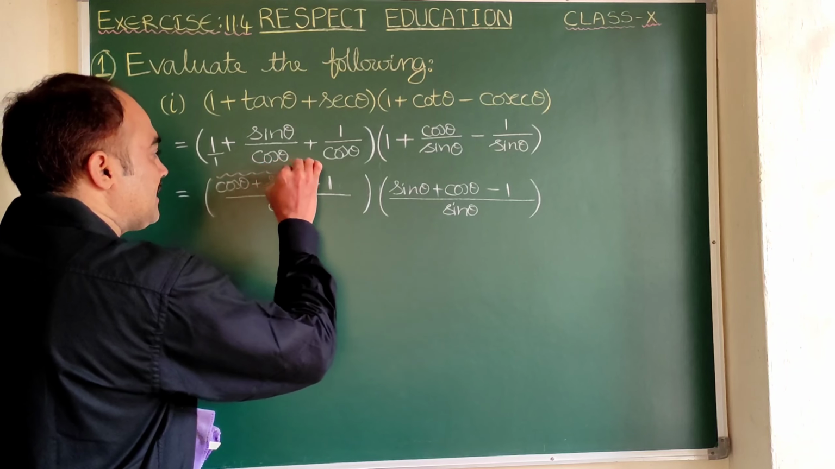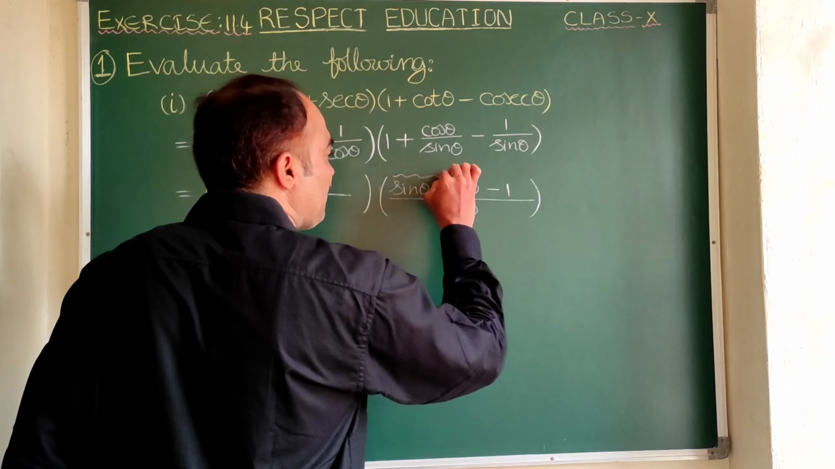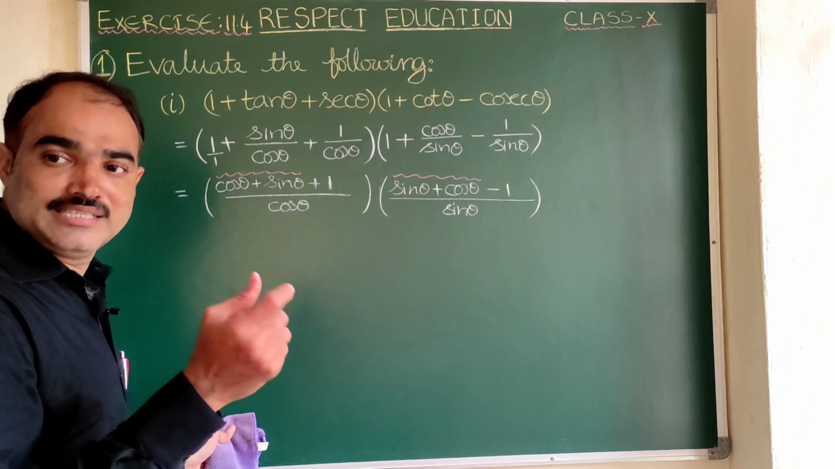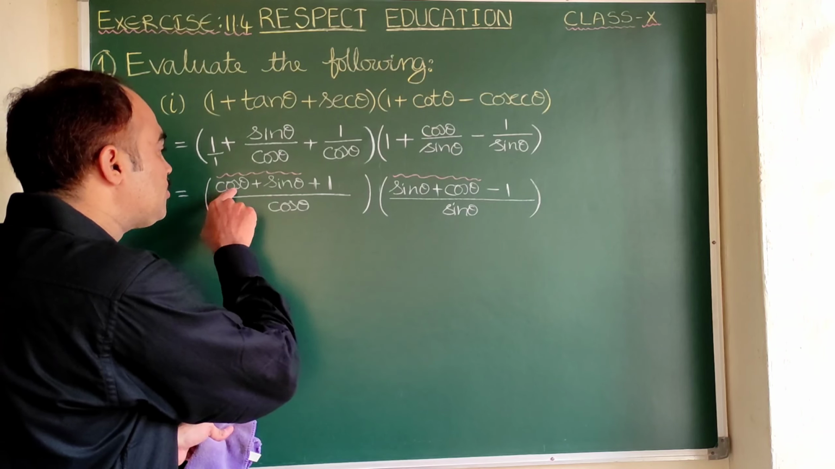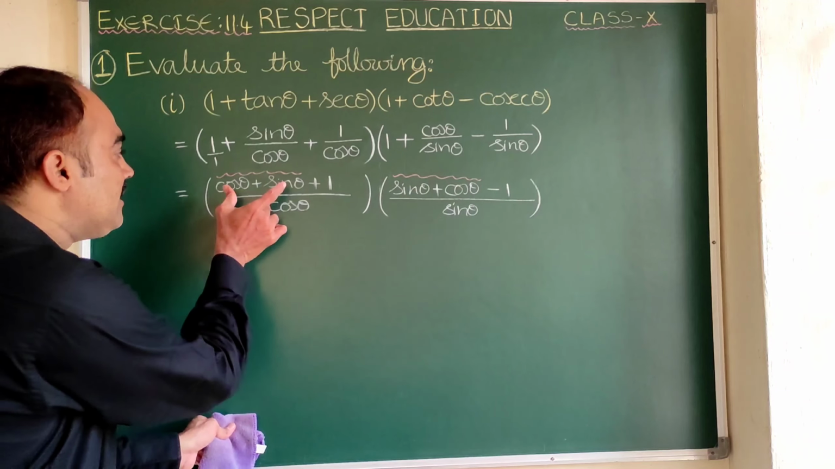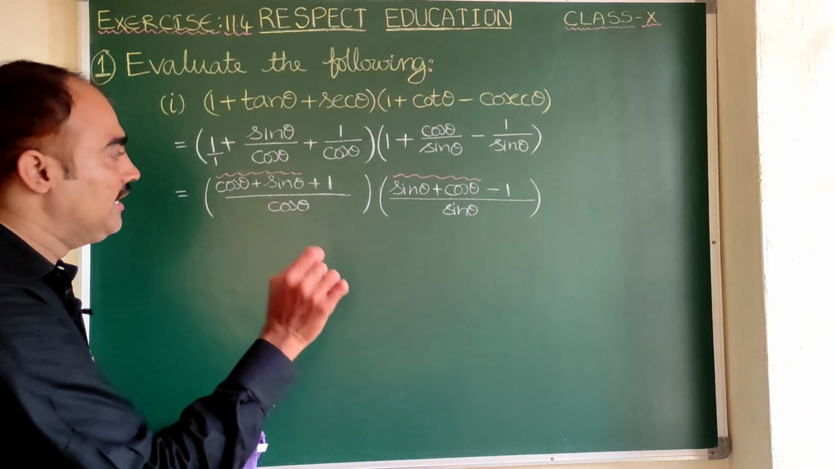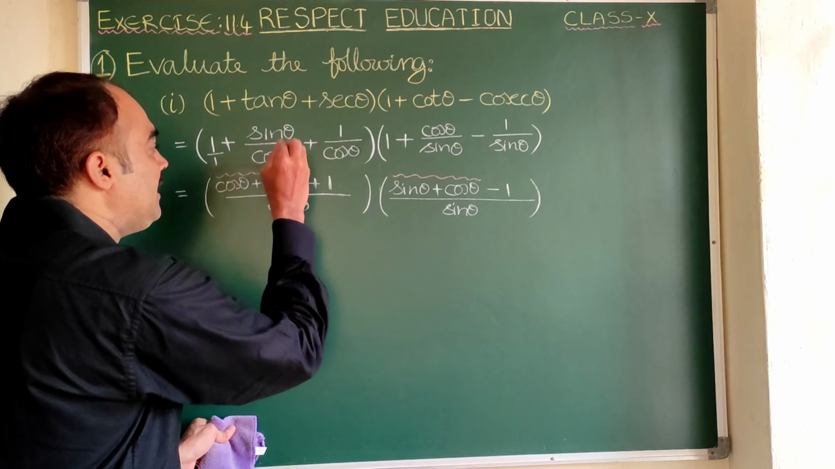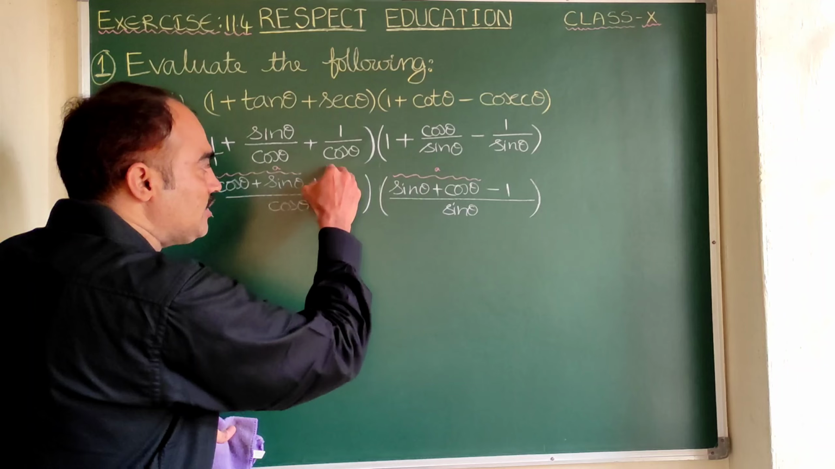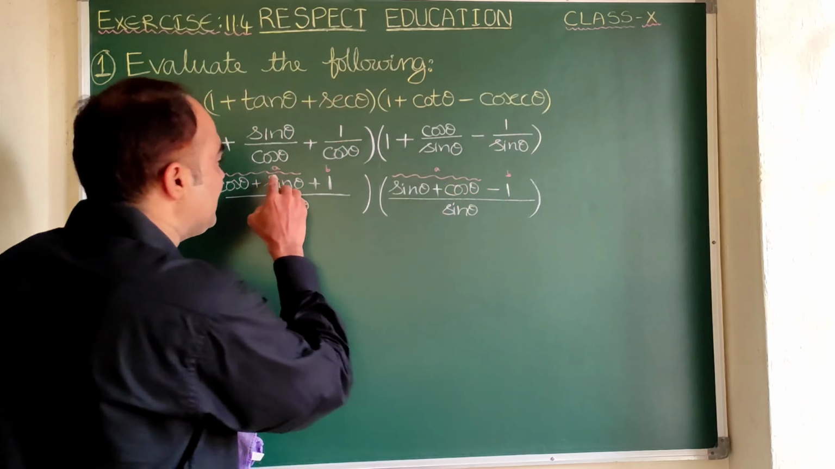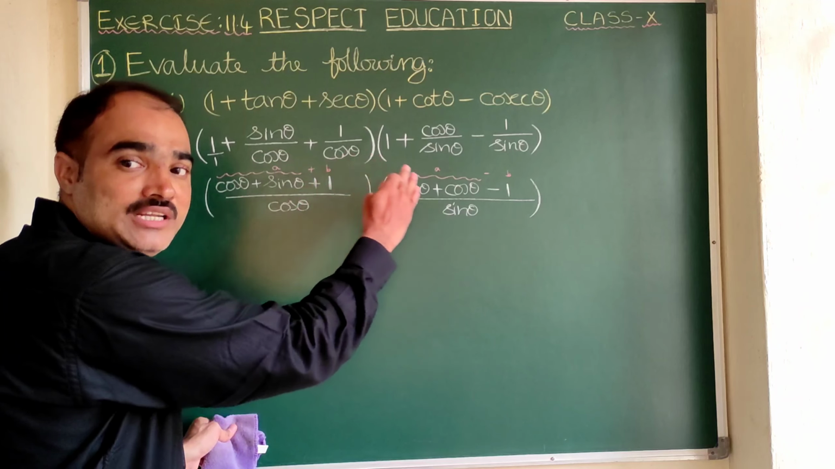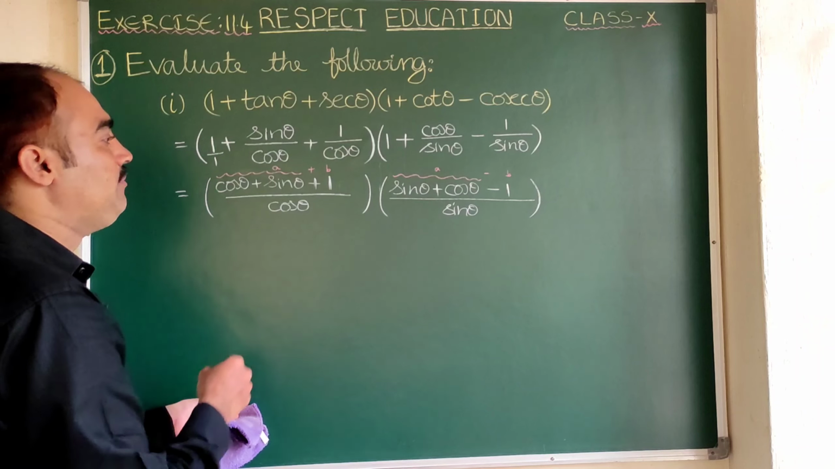Cos theta plus sin theta. Here also sin theta plus cos theta. Are they same or not? Yes, they are same. Of course the order is different, but this is also addition of sin and cos. So in your mind you visualize this as some small a, and you take 1 as b. Same way here it is a and 1 is b. Now it is (a + b) into (a - b). What is the formula of (a + b)(a - b)? a square minus b square.